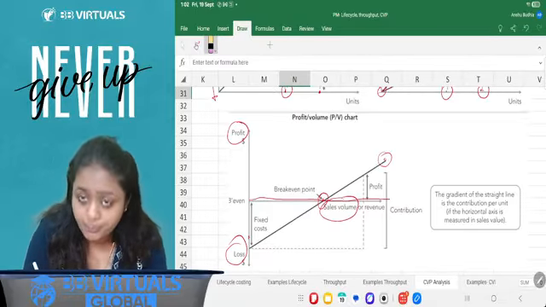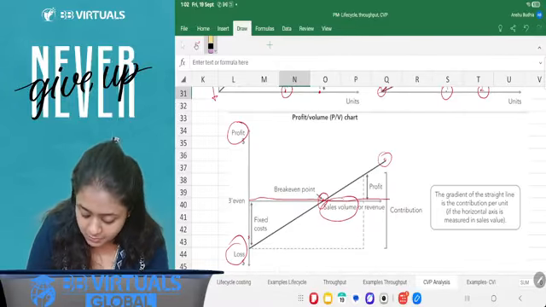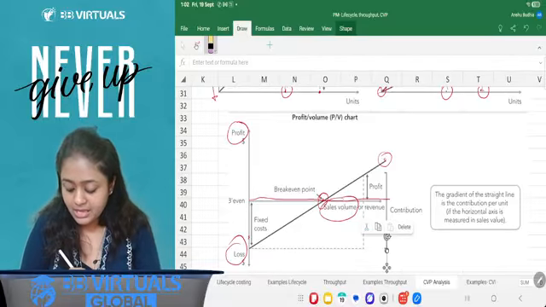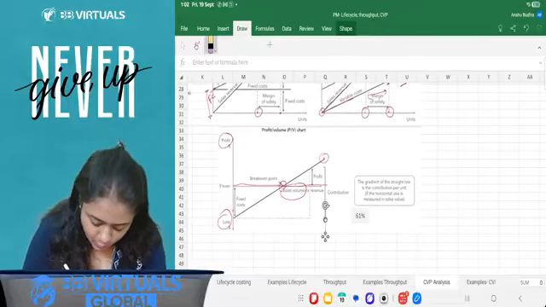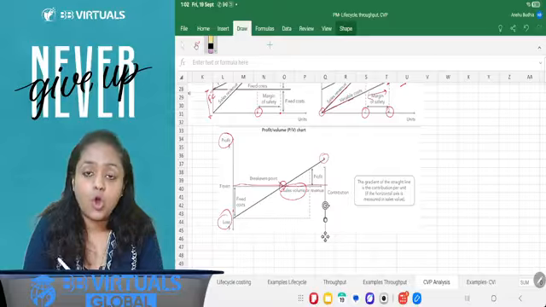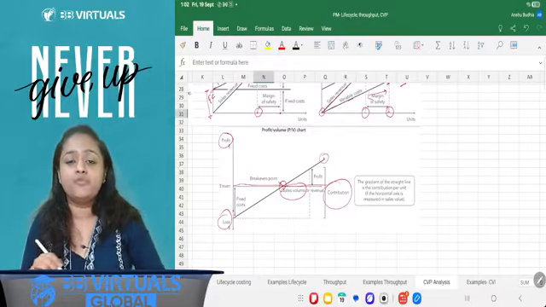And this shows your contribution, because contribution is fixed cost plus profit. So it will be from this to this. Okay, I hope I'm clear. So just understand what the slope is. The slope of this line is determined by contribution, because that is the determining factor here.